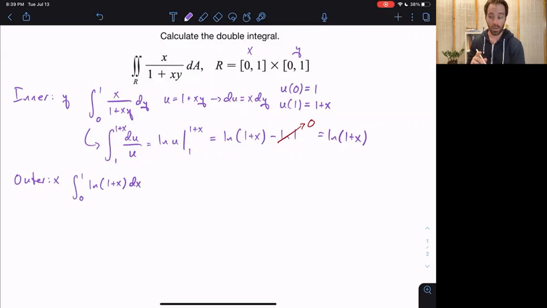whenever you integrate an ln function, you have to use integration by parts, unless you happen to know the formula by heart. But we're going to do it by parts, just in case you don't remember it off the top of your head. By parts goes like this.